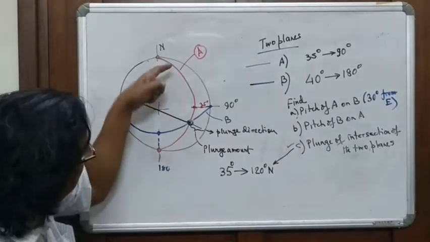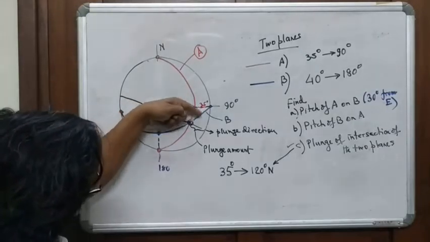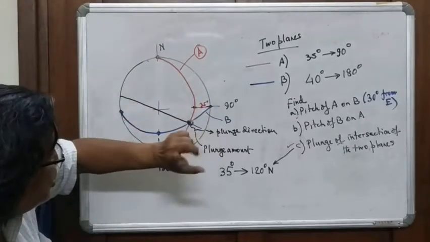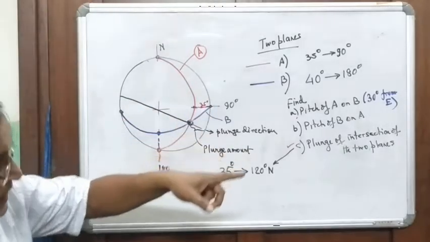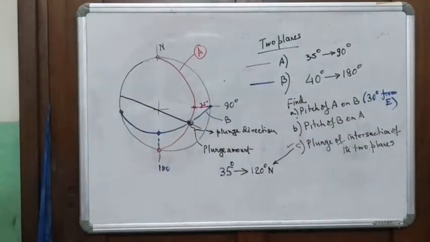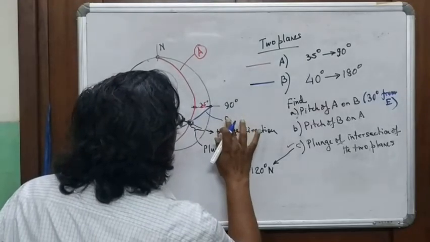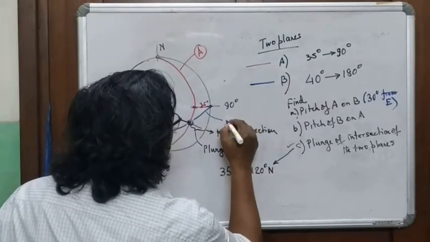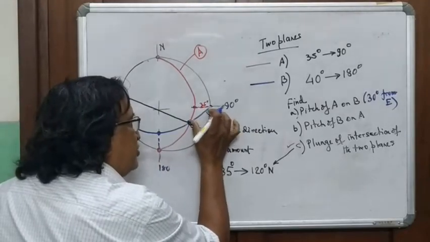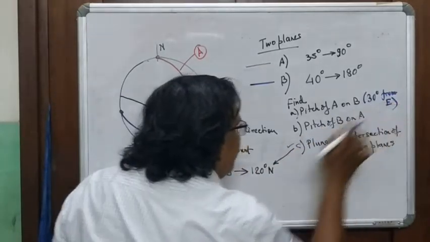That is the pitch of A. That means the intersection of A on plane B. Here your measurement plane is B. You're measuring the intersection of A on B, and that is 30 degrees from east. But when you ask, okay, this is B. So you must try and understand. This is the pitch of A on B. That is 30 degrees from east.